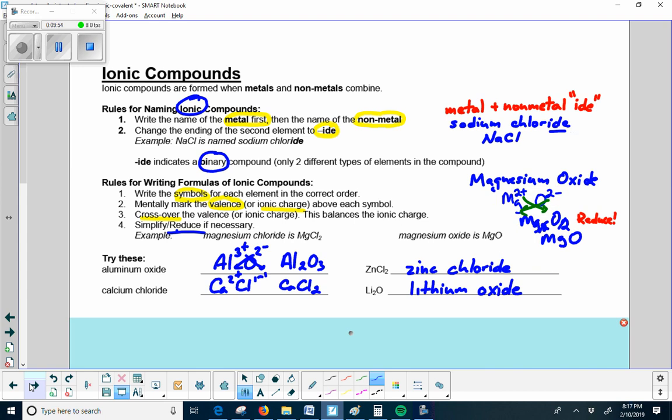All right, make sure you've got the correct answers. They're very straightforward. Again, when you're doing the formula, you write down the element symbols, use the valence or the ionic charge, cross over, and you write down the formula. And sometimes you have to reduce. When it comes to naming, write down the metal first, then the nonmetal with the "-ide" ending. The "-ide" ending indicates this is a binary compound. So use the "-ide" ending for compounds that have very, very simple, only two atoms inside of them.